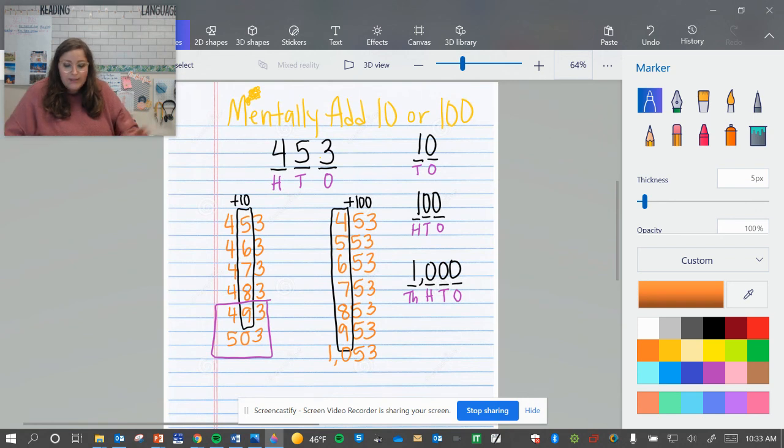Okay, so that's how we count by tens and hundreds, and we do it where? In our brain, because we are mental math rock stars, right?